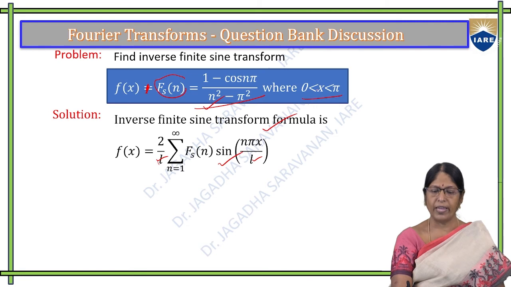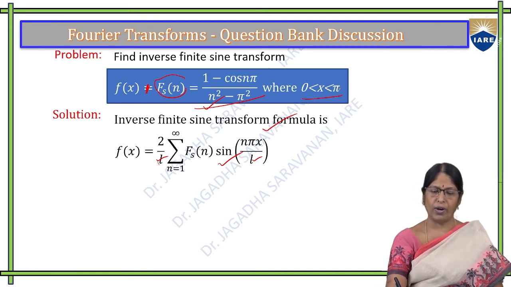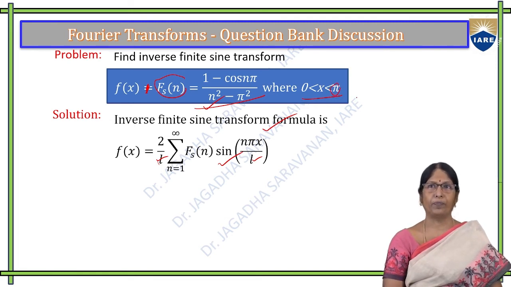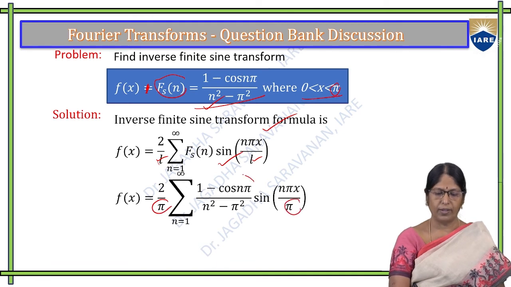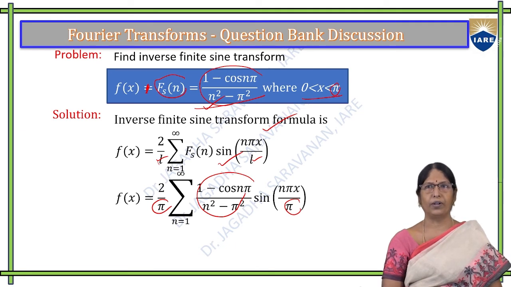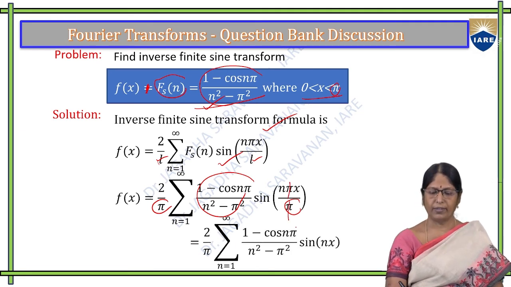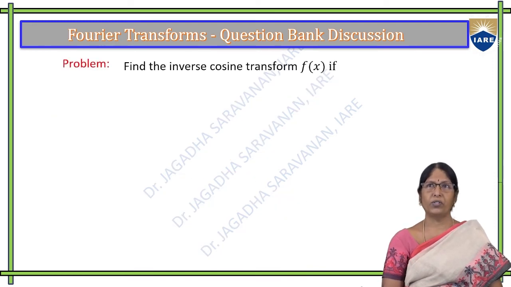In the question, according to the formula, x lies between 0 and L is the formula condition. So our L, which is playing the role, is pi. Wherever L is there, we will replace it by pi. This is nothing but what is given in the question itself. We replaced it, pi gets cancelled, and the balance is written. Very simple.